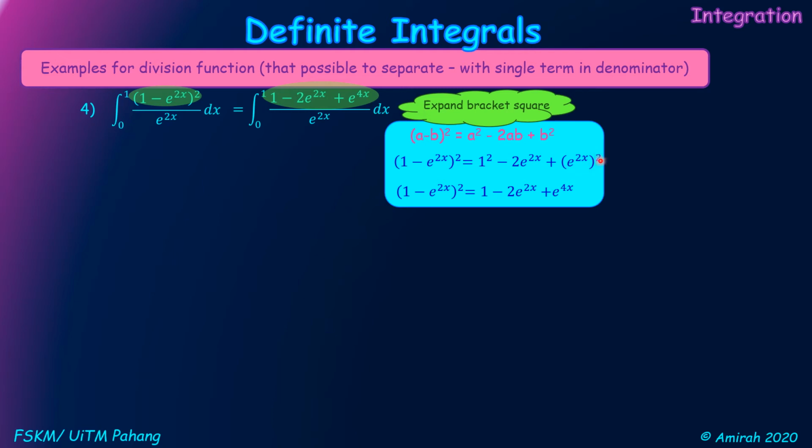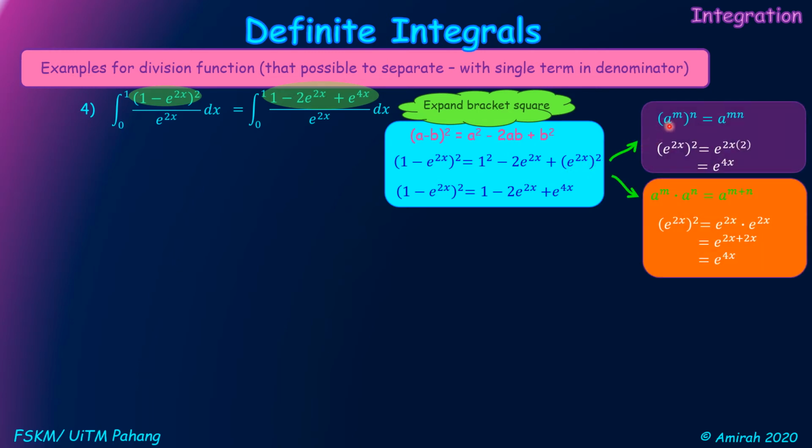And then bracket squared. To simplify e to the power of 2x bracket squared, we can use either a to the power of m bracket to the power of n. From the properties of indices, we have a to the power of m times n. So if we have e to the power of 2x bracket squared, it means we multiply 2x by 2. So we get e to the power of 4x here.